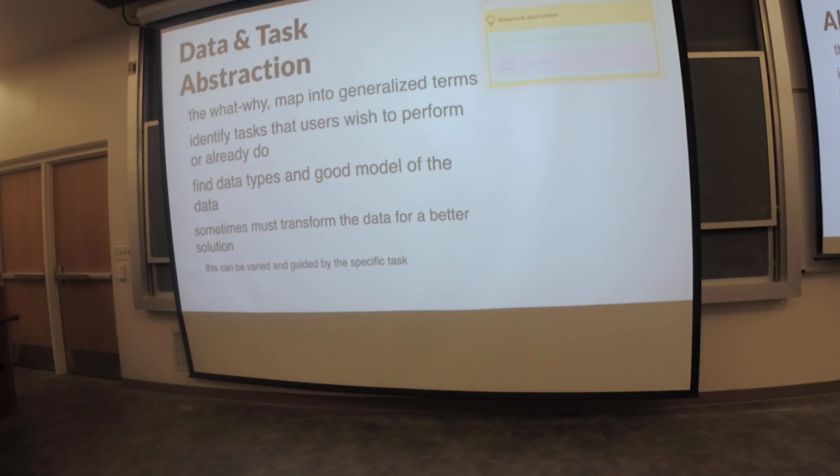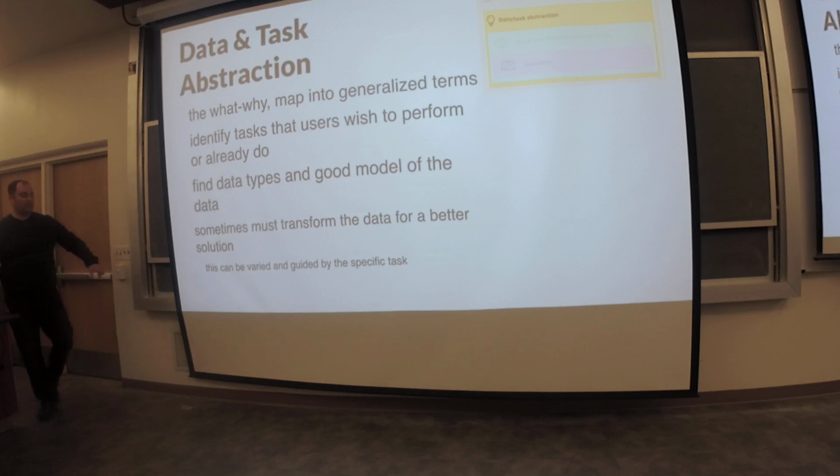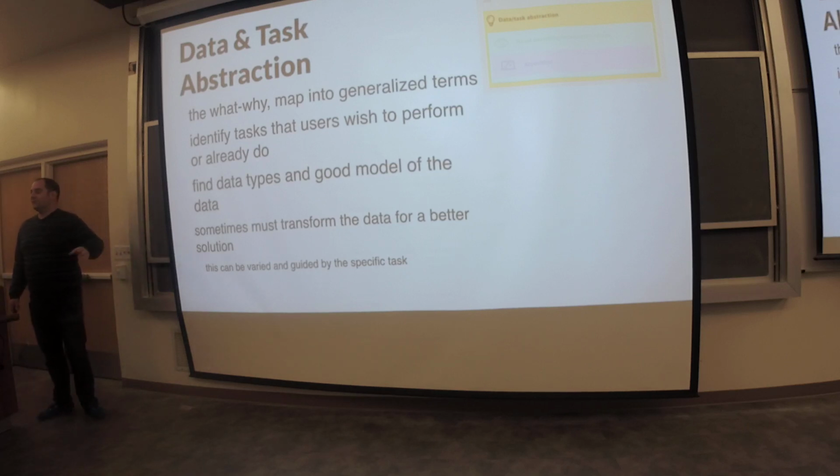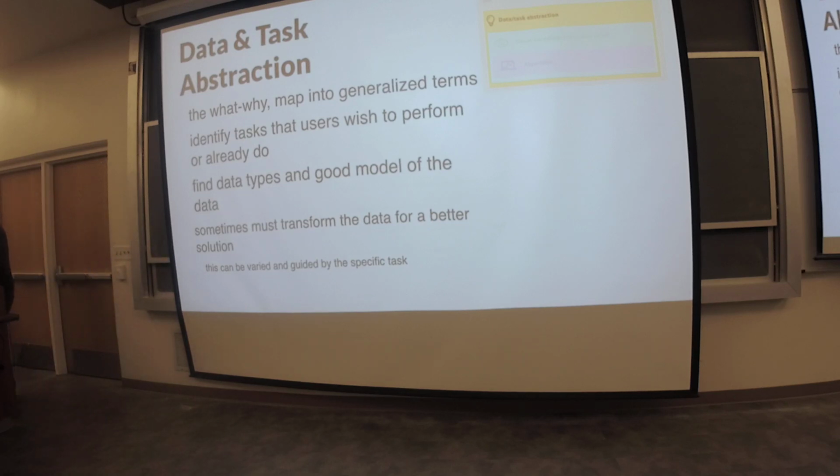I'm going to keep using this example of finding good movies at each of these steps. And so data and task abstraction, this is what I talked about earlier. This is really the what, why, and mapping it into generalized terms. You want to identify the task that the user wishes to perform, or already performs. You need to find the data types and a good model of the data. And very frequently, you must transform the data for a better solution. Very frequently, you don't want to visualize the raw data, but do some transformation to the data so that you can actually tackle that problem. And of course, this depends on the specific task and on the environment.